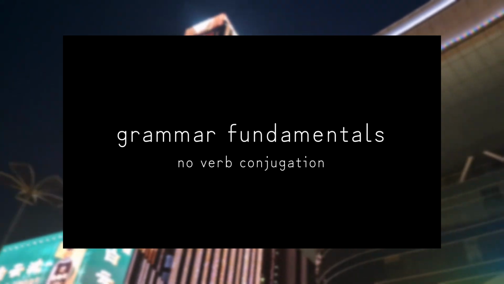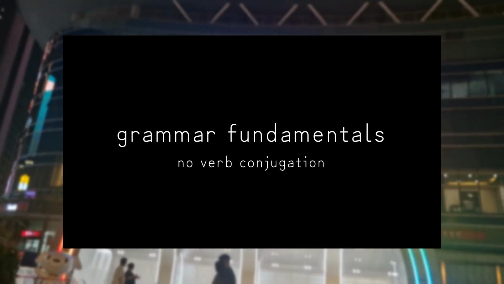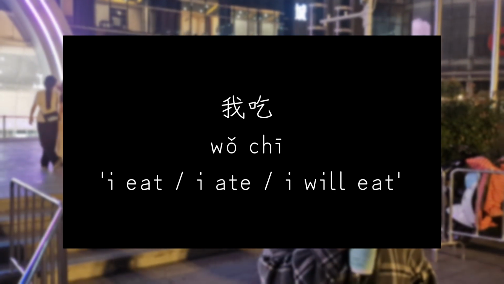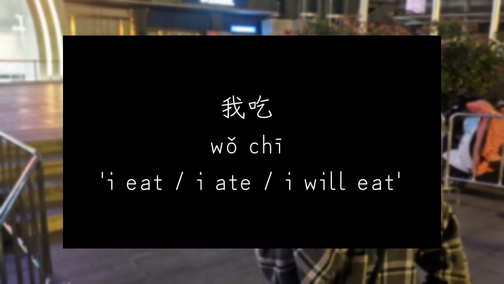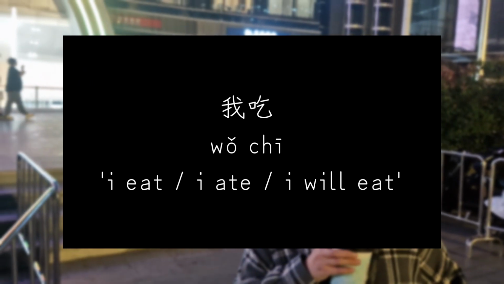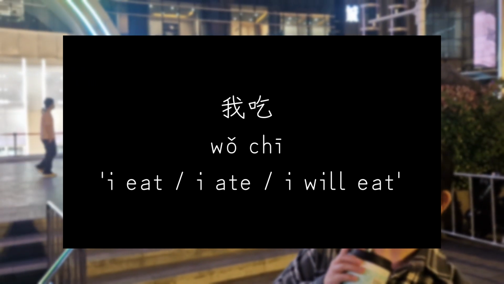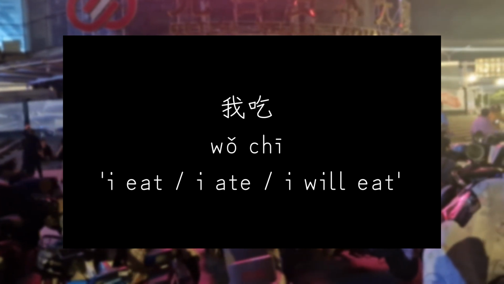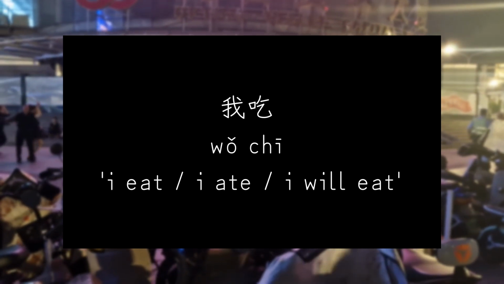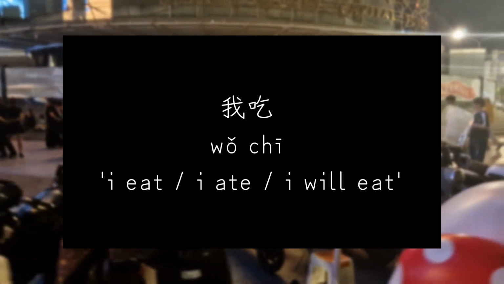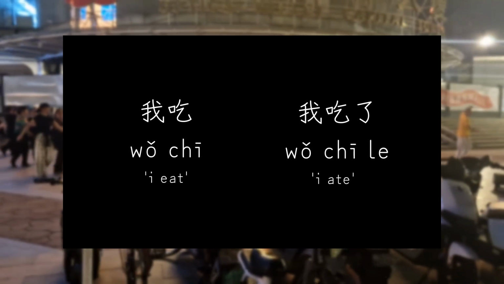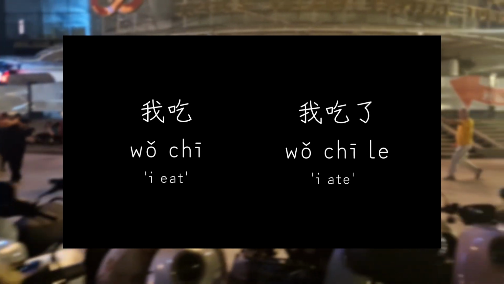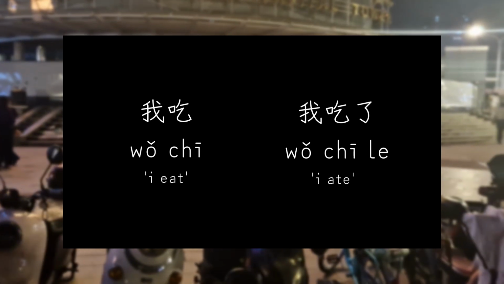There is no verb conjugation. This means that verbs don't change form for tense or subject. So in English, you will say, I eat, I ate, I will eat. But in Chinese, 我吃 can mean I eat, I ate, or I will eat. So to show that an action has already happened, Chinese use time words or particles like 了 for past. 我吃, I eat. 我吃了, I ate.